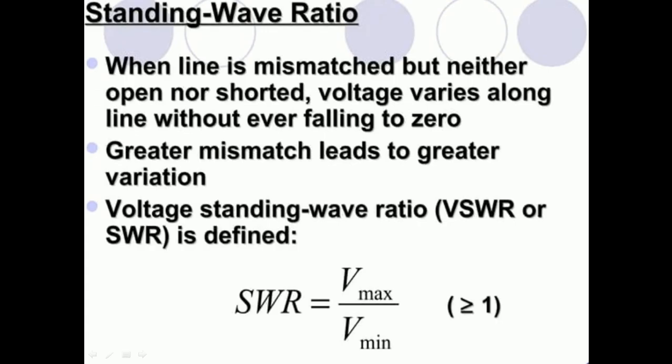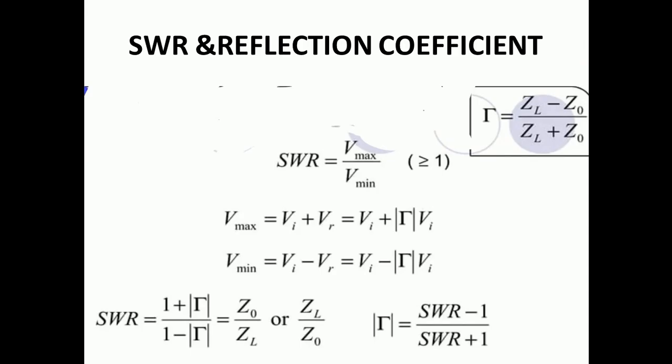Now we will see what the standing wave ratio is exactly. If the line between source and load is mismatched, meaning neither open nor shorted, then the voltage will give rise to a greater variation. So there are 2 standing wave ratios, one for voltage and one for current. In general, we prefer the voltage standing wave ratio, denoted as SWR, which is the ratio of maximum voltage to minimum voltage, and its value is always greater than or equal to 1.